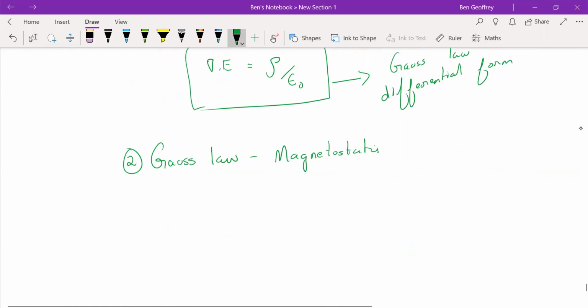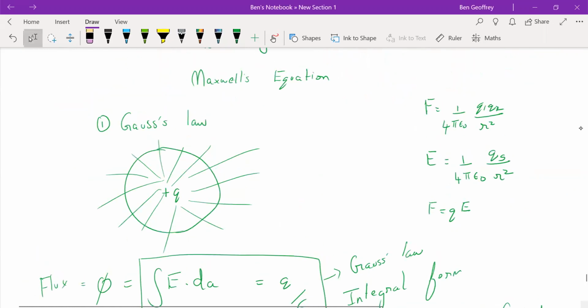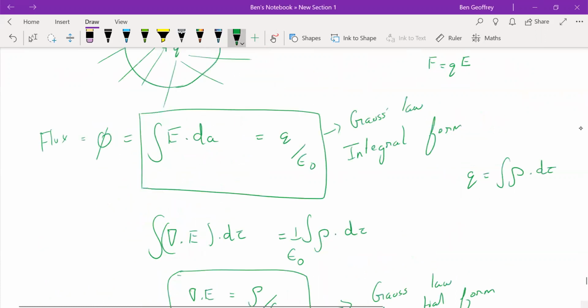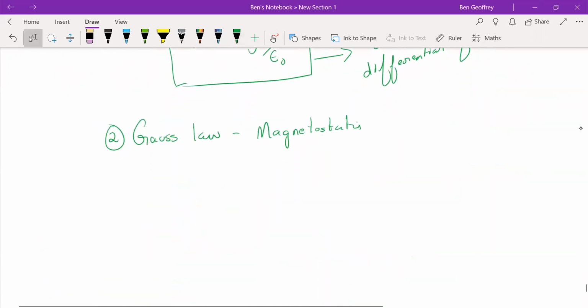So this was electrostatics, and this is going to be magnetostatics. Here we consider static charge. Here we're going to consider a magnet that is stationary, with a north and south pole. Now how do the magnetic field lines of the magnet look?